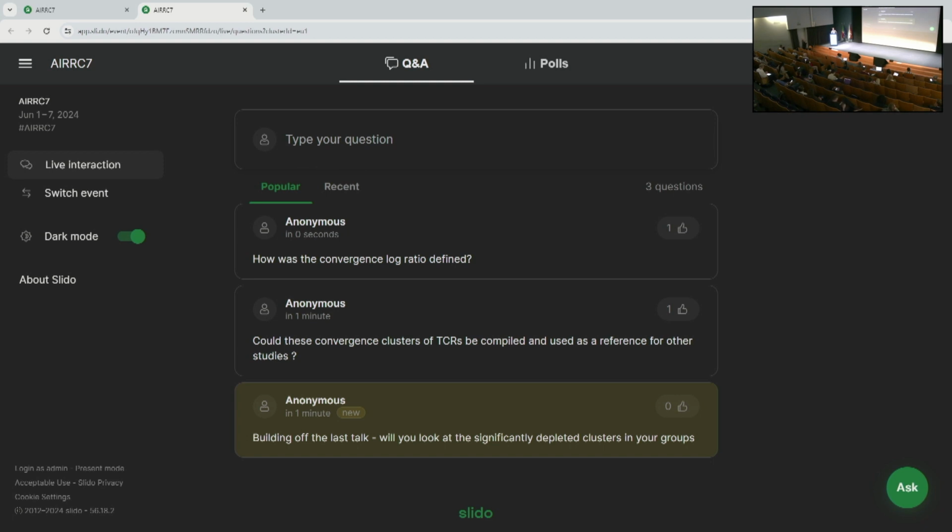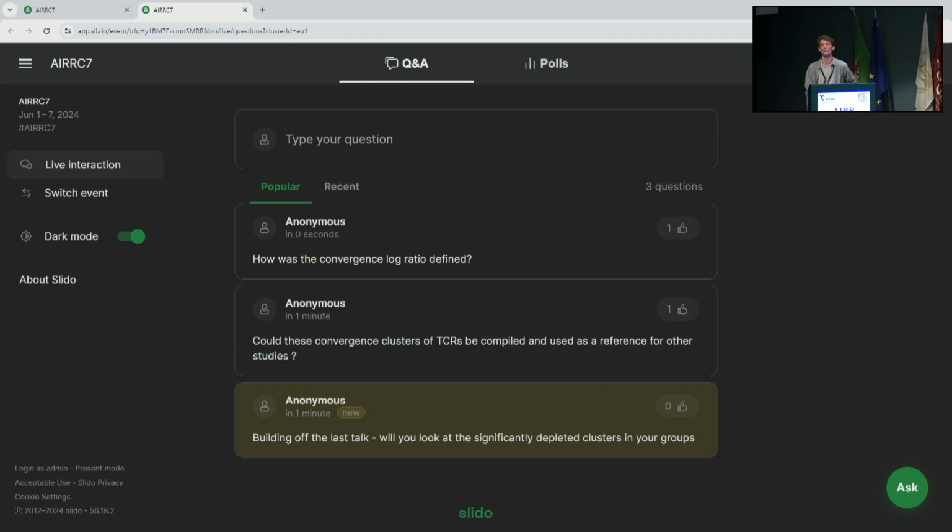Okay, another question. Building off of the last talk, will you look at the significantly depleted clusters in your groups? I also looked into this. For the clusters that we find, they are mostly depleted because they are enriched in another group. If you saw the volcano plot, it goes both ways, but the clusters on the other side are, for example, purely Lyme arthritis clusters, and that's why they are depleted. So I don't think the patterns there are as meaningful as they were in the last talk.